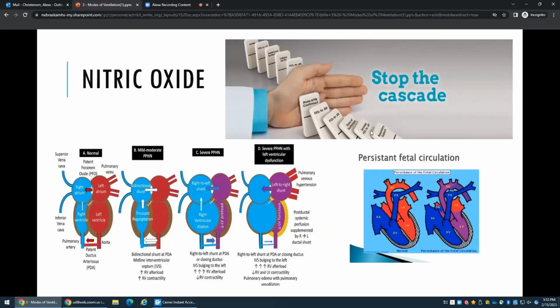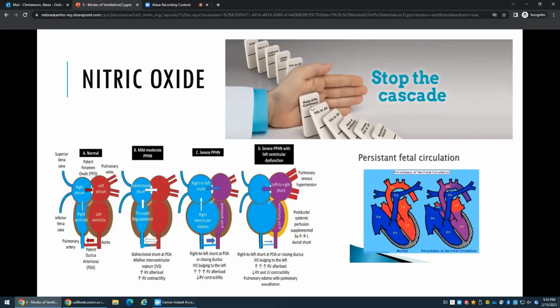Maybe you are in rural Nebraska and you put a term kid on the vent. Oh, now we're on 40%. Okay, we can give surfactant. Let's do that. Now we're on 50%. We might need to be calling the transport team. We need to get this kid out of here. We gave surfactant, it did nothing. We're up to 60%.